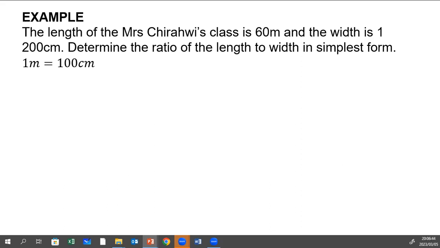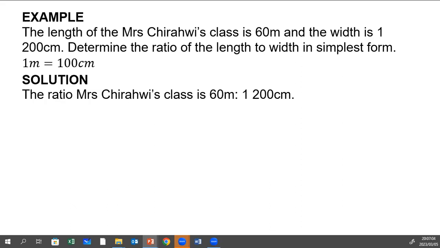You will realize that the length of Mrs. Chirawi's class is given in meters, which is a different unit to centimeters. The width is in centimeters, and we can't compare numbers with different units. So we have to work with one unit. And we were given a clue that 1 meter is equal to 100 centimeters.